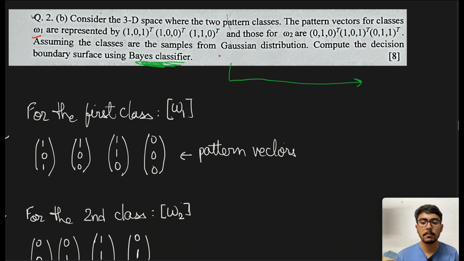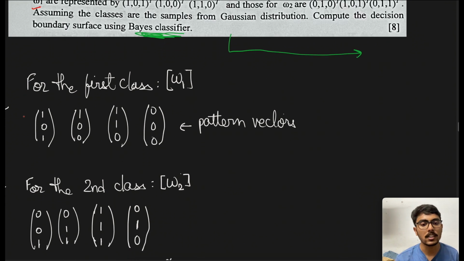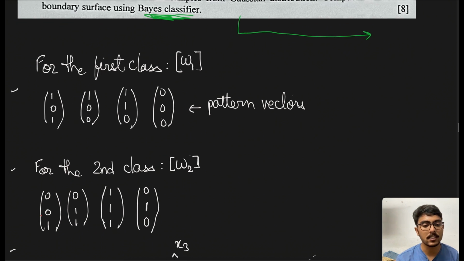Gaussian distribution, as you might know, is the normal distribution, in which the mean value is centrally located in the distribution and its standard deviation is basically 1. So what we are going to do here is compute the decision boundary surface using the Bayes classifier. First, we'll rewrite the actual pattern vectors. For class omega 1, the pattern vectors are 1 0 1, 1 0 0, 1 1 0, 0 0 0, and for the second class it's 0 0 1, 0 1 1, 1 1 0 1 0.